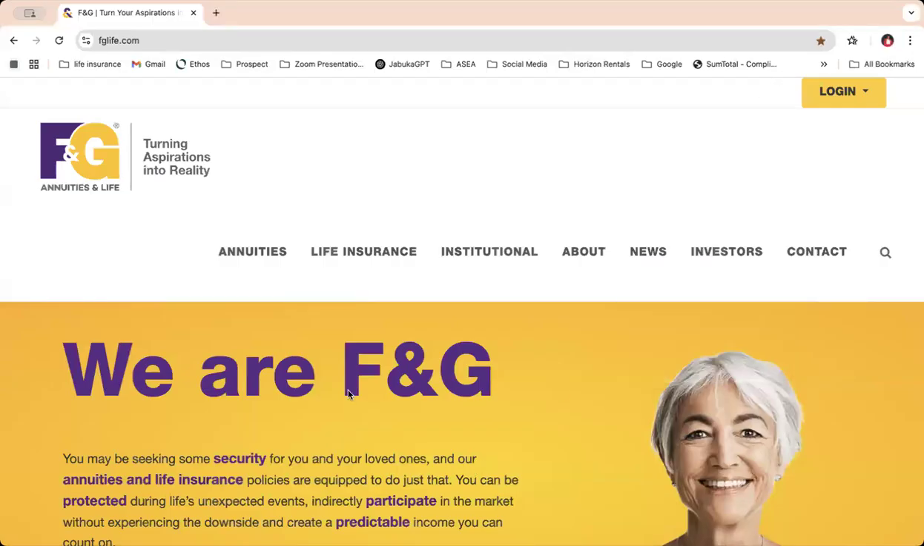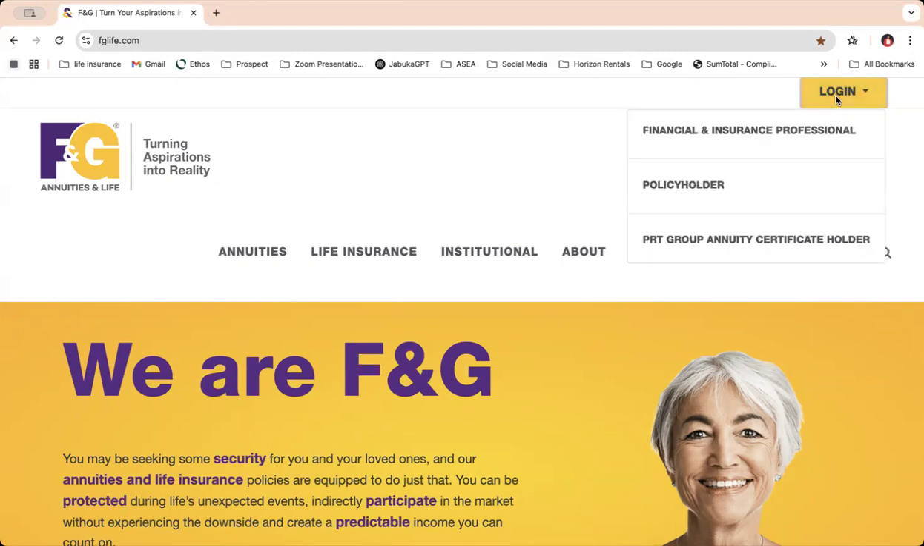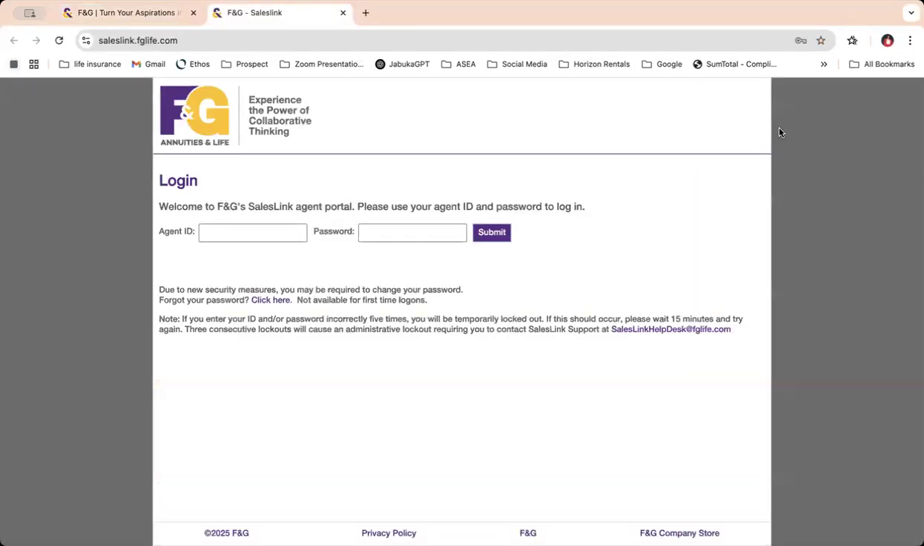See my screen there. So once we log on to F&G, and I'm assuming everybody here is already appointed with F&G, this page is going to show up, and then there'll be a login button there. When you click on that button, it's going to populate these three things here: financial and insurance professional, policy holder, and also the PRT group annuity and certificate holder. The only one we're concerned about is the first one, right? We click on there to log in.